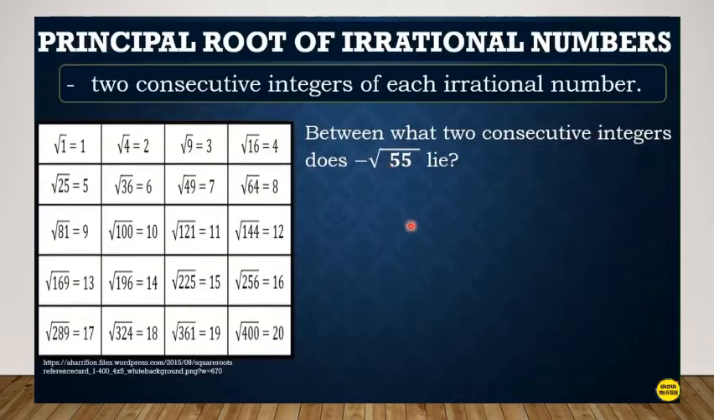Dahil kapag in-square natin ng positive at negative integer, it's always positive. Okay? So, dapat positive lagi. So, kapag may negative tayo dito sa loob, imaginary po yun. Okay? So, since ang negative naman niya ay nandito sa labas, so, makukuha pa rin natin siya. Okay? So, eto po siya. Now, so, 55, nasa gitna siya ni 49 at 64.